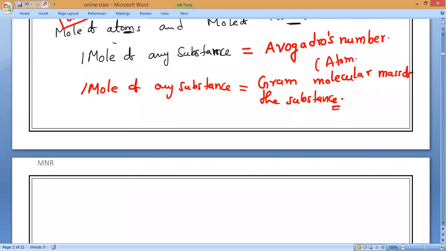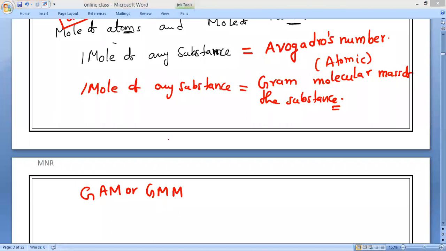Sir, what about atomic? Both are the same. Gram atomic mass or gram molecular mass, both are the same only. Is it okay, guys? Yes. So if I say gram atomic mass or gram molecular mass, GAM is gram atomic mass, and what is GMM? Gram molecular mass. Please be in time. Don't be late. If you are late, it is difficult to understand.